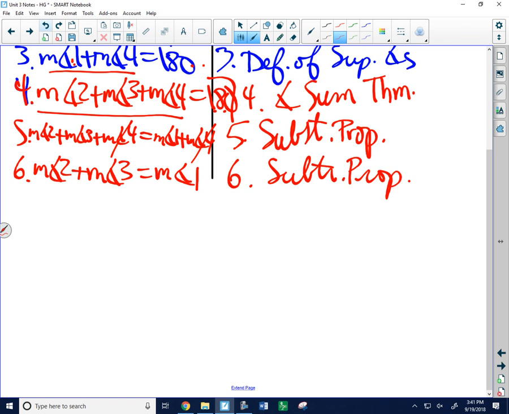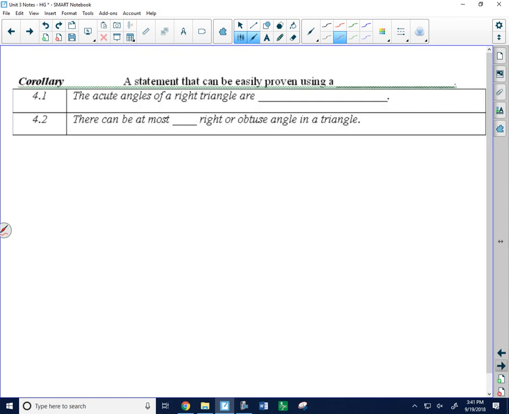And then to finish up, I want to talk about corollaries and 2 quick algebra problems. A corollary is literally a mini theorem, a little theorem. It's a statement that can be easily proven using a theorem. You could also just basically call these theorems or more properties that are true. Usually they're easier to prove, and so somebody decided we're going to call them corollaries. The first one is going to be proven in the practice.